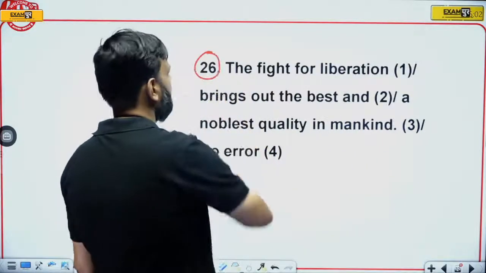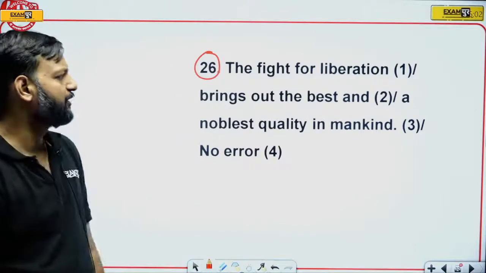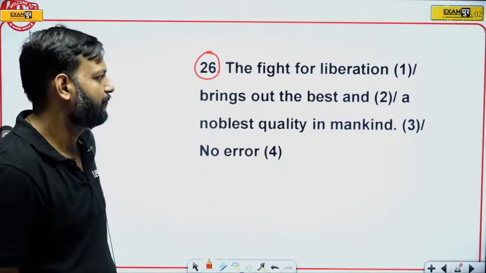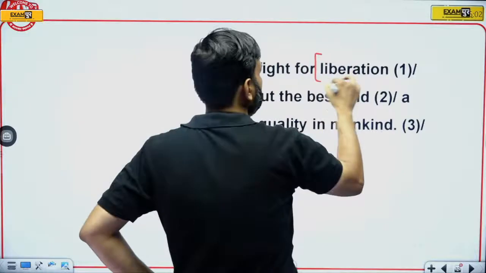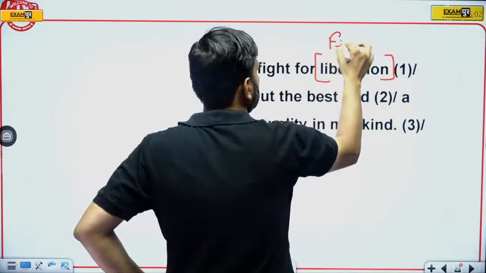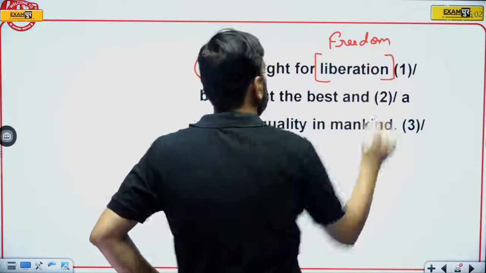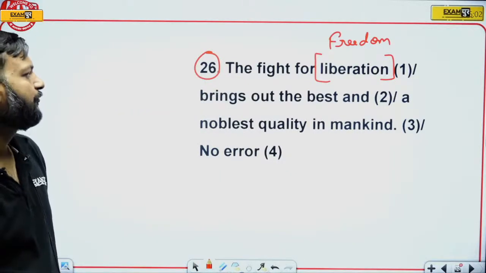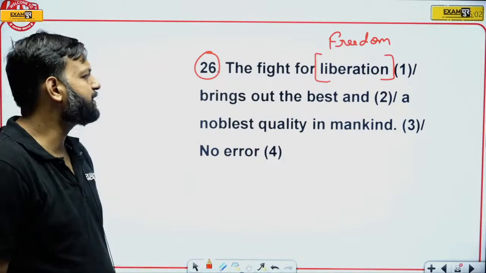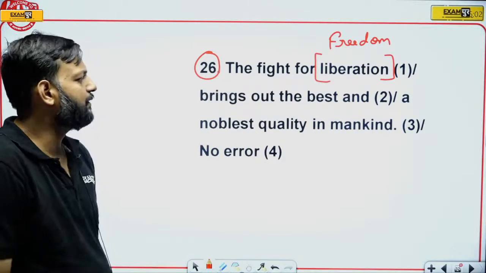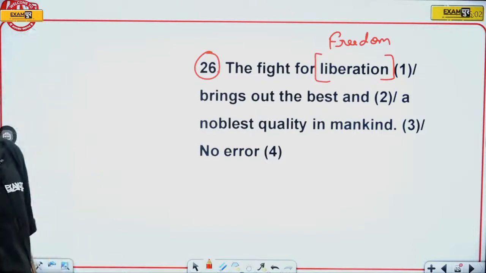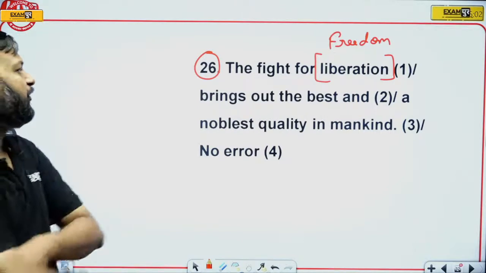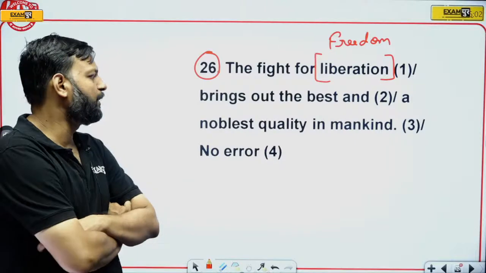Question number 26. The fight for liberation. Liberation means freedom. The fight for liberation brings out the best and a noblest quality in mankind. What should be the error here?